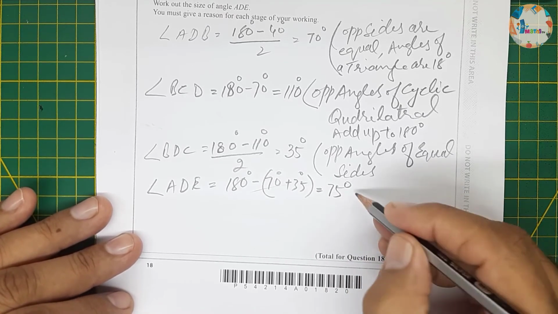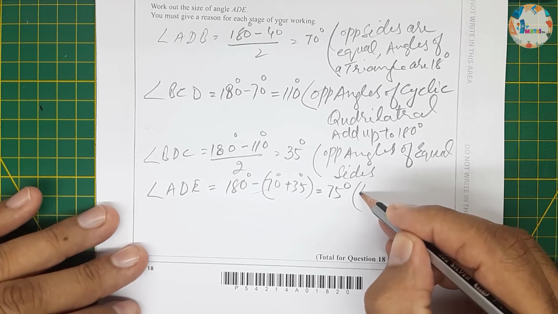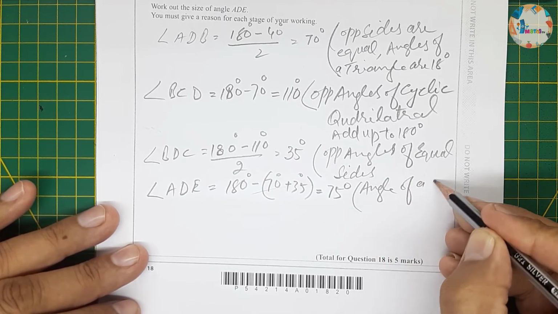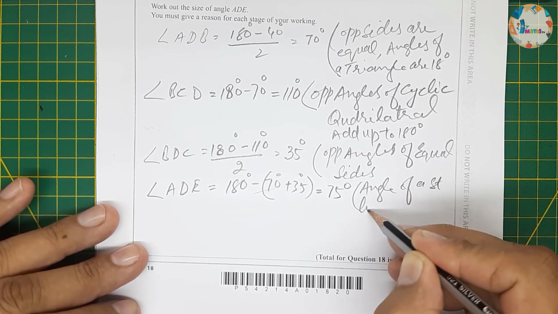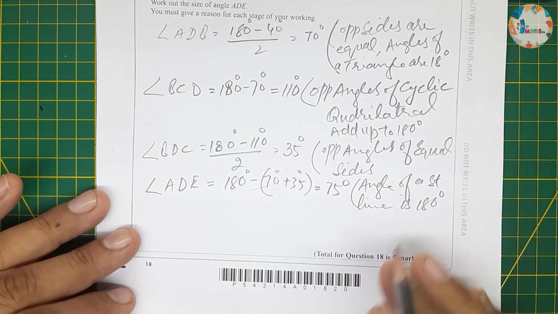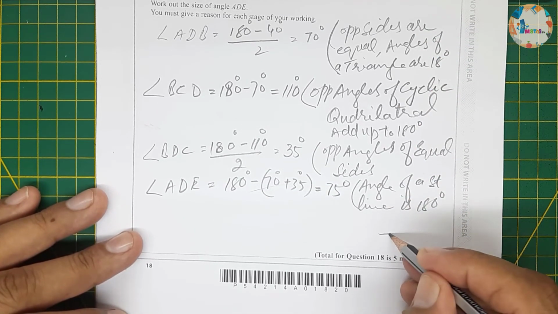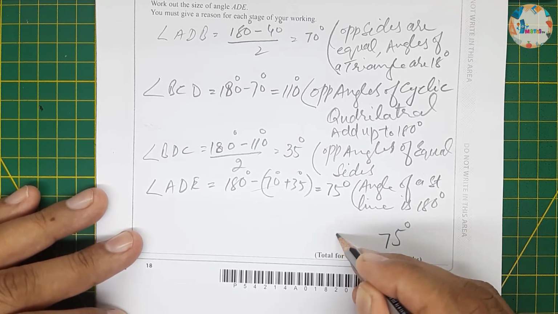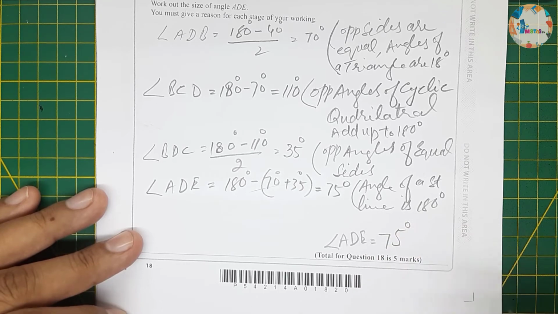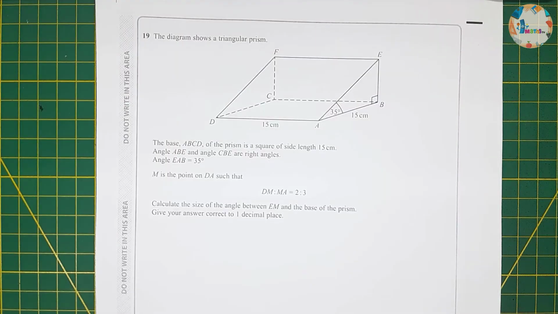And the reason: angle of a straight line is 180 degrees. So we have mentioned the reasons also. So our answer will be 75 degrees. Angle ADE will be equal to 75 degrees. This is our answer. Hopefully you understood this question.